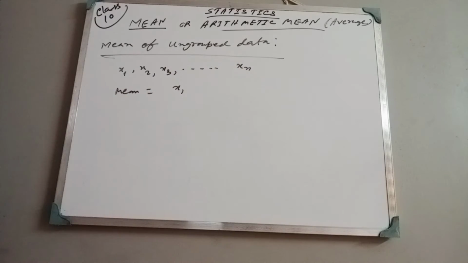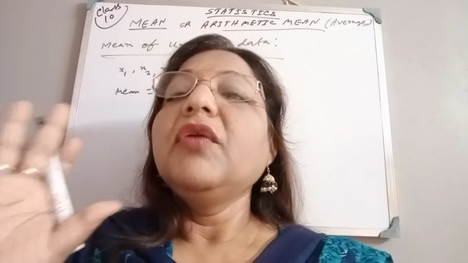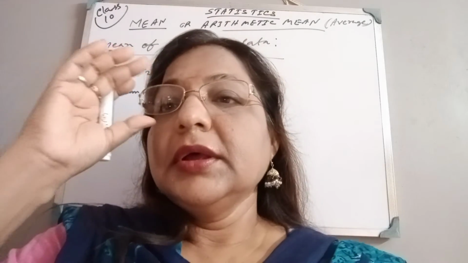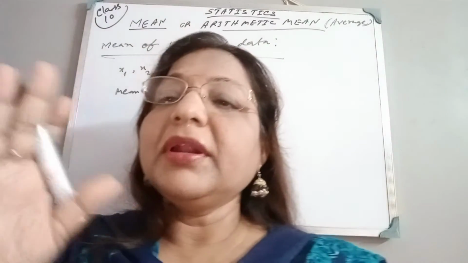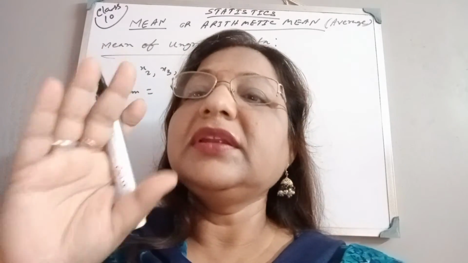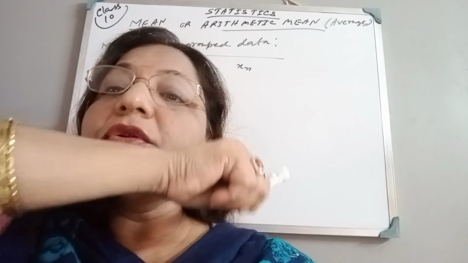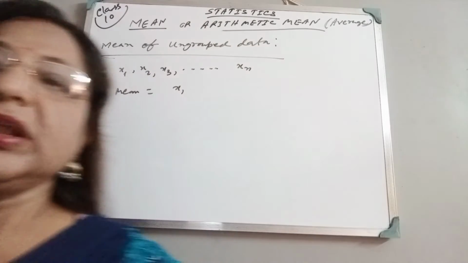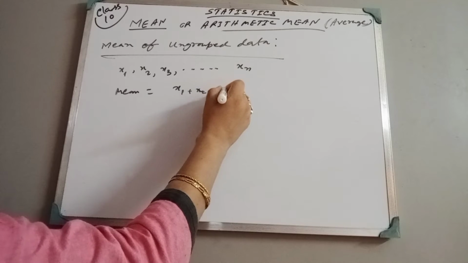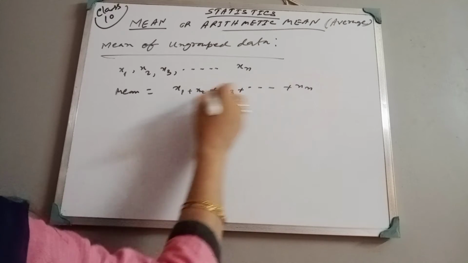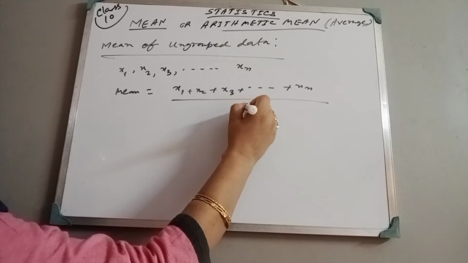The average of all. If I ask what the average marks in your class of mathematics first unit test is, we will just add all the marks scored by you divided by the total number of students. Here also x1, x2, x3 up to xn are the variables. So x1 plus x2 plus x3 up to xn divided by the total number of terms. There are n number of terms.